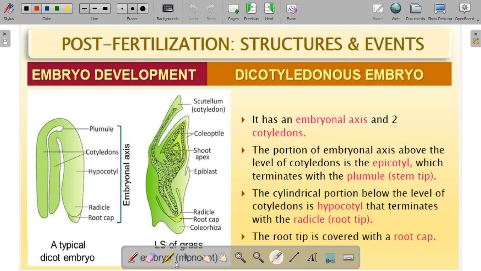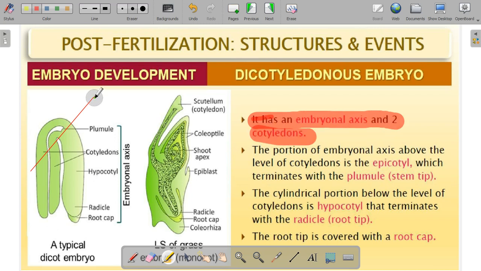I require my stylus pen to go ahead with the concept. Now I'm drawing this line as an imaginary axis. That is the first point we're going to discuss. It has an embryonal axis and two cotyledons. What is the embryonal axis? The imaginary line which I have given you here. How do we identify the embryonal axis? Based on the level of cotyledons only.